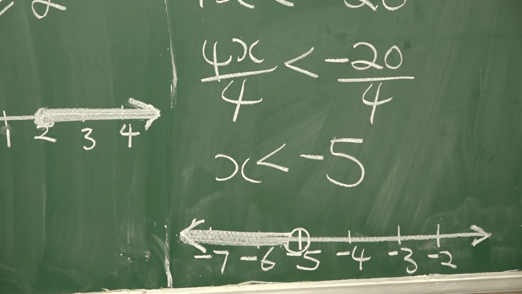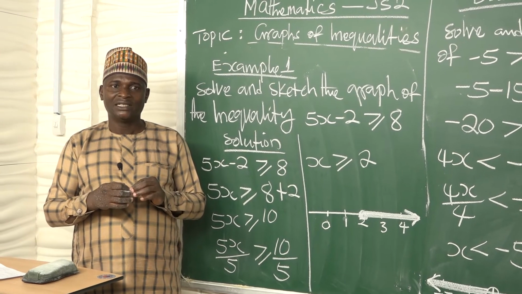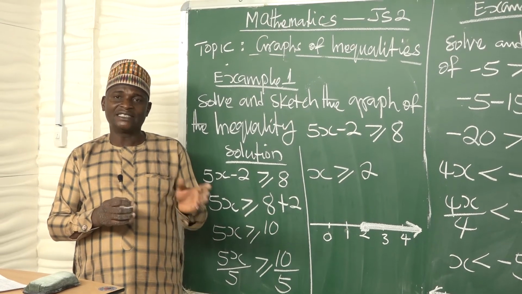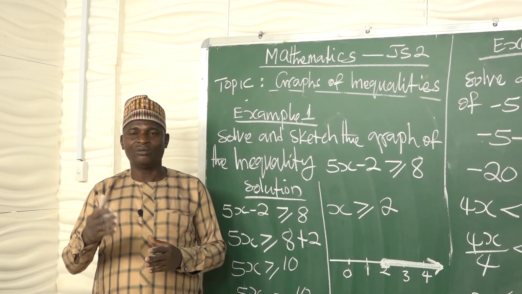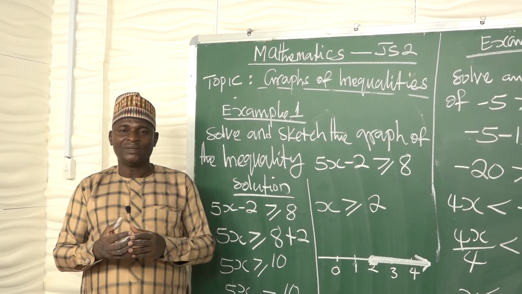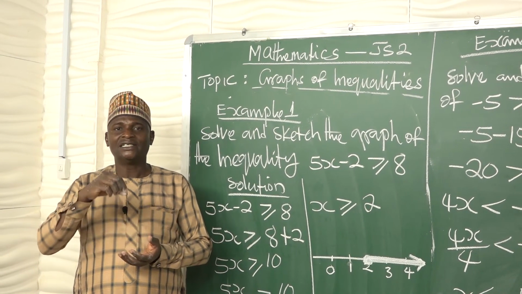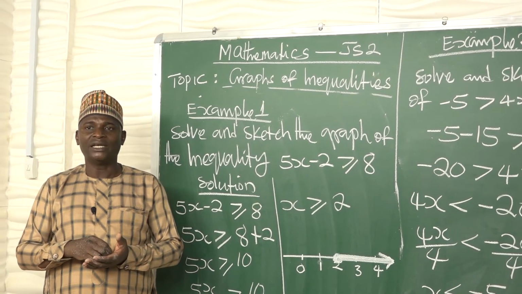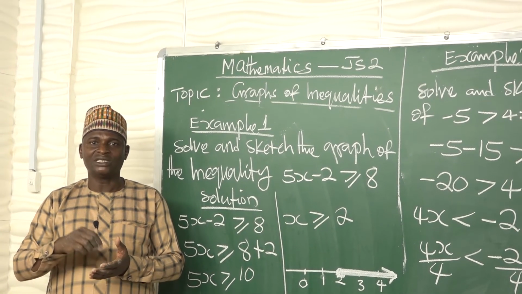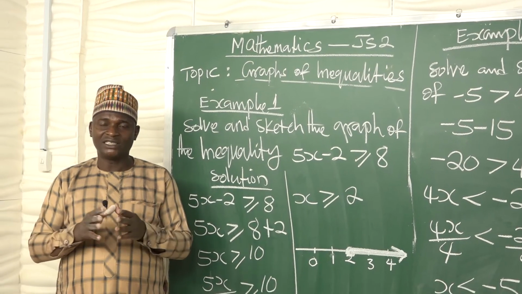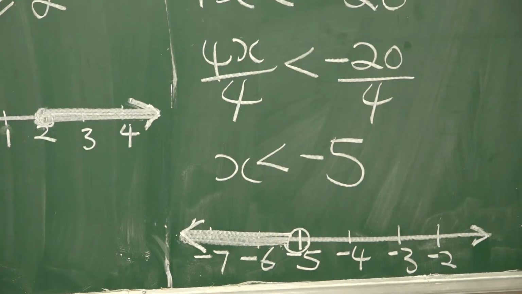The graph is very simple. It's all about pointing the arrow to the right or to the left. So you need to analyze your solution. The solution may be less than the number gotten or greater than the number gotten. But if there is an equality sign, the circle is not going to be left empty. The circle must be shaded. But if there is no equality sign, that is when the circle is going to be empty.